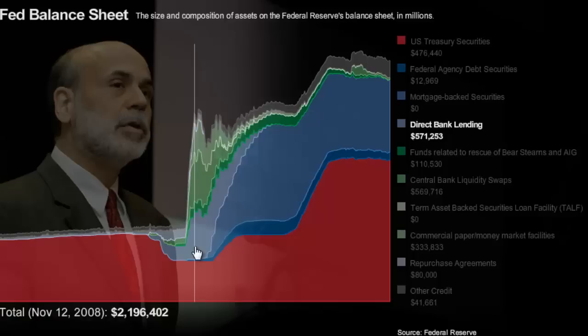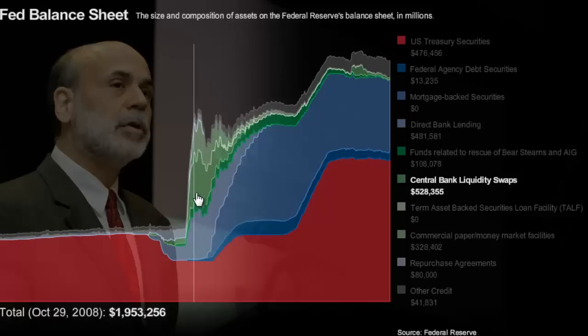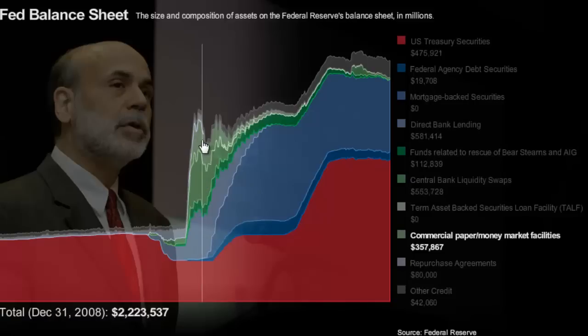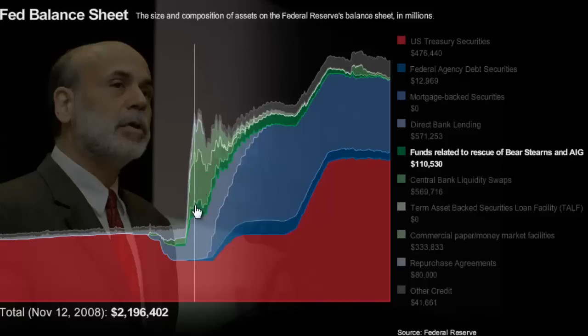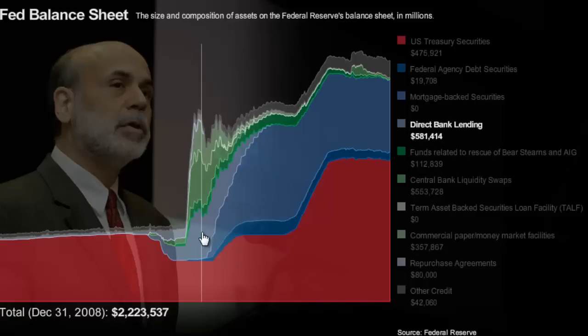You can see that the amount of direct bank lending, which I'm focusing on right here, is up to almost 600 billion. The Fed is lending an equal amount of money, something like 500 to 600 billion, to central banks. It's lending money to other kinds of financial institutions, money markets. That's doing repo lending. It's doing bailouts of these companies, Bear Stearns and AIG. We'll probably come and talk about this later.